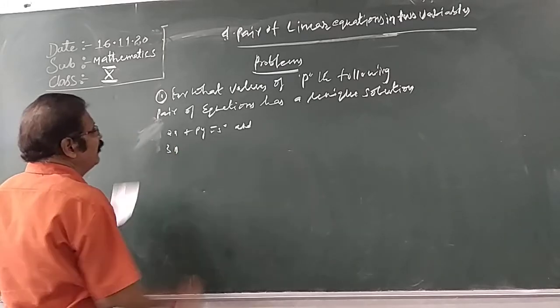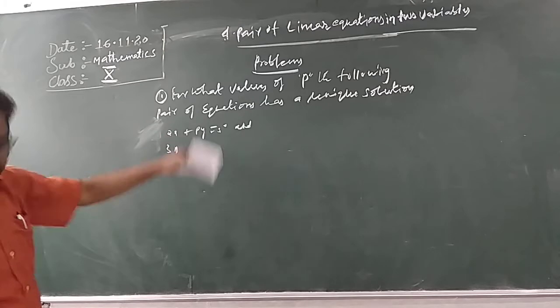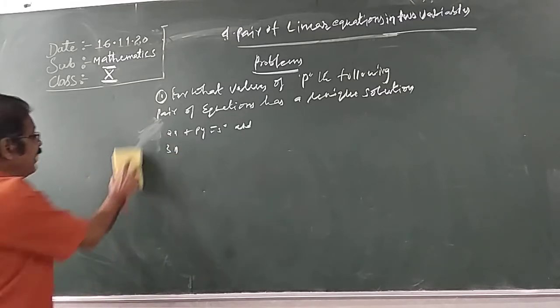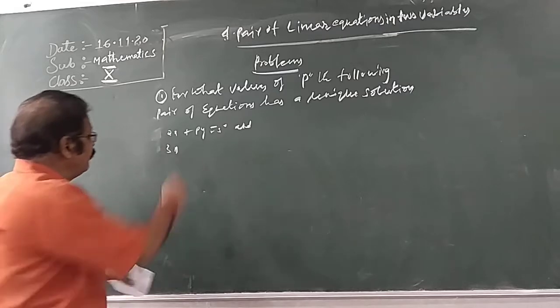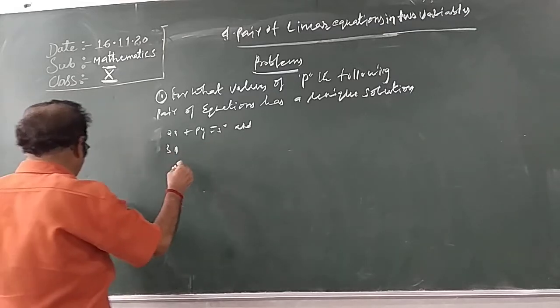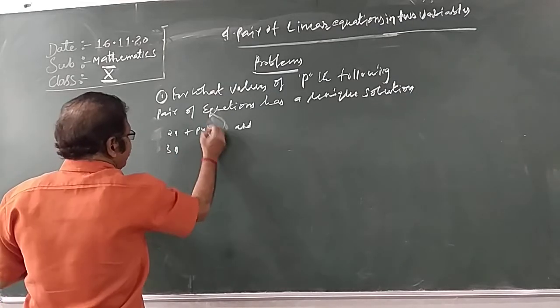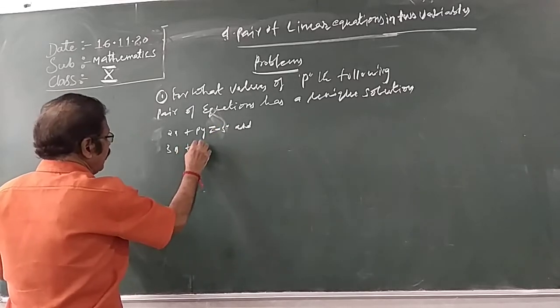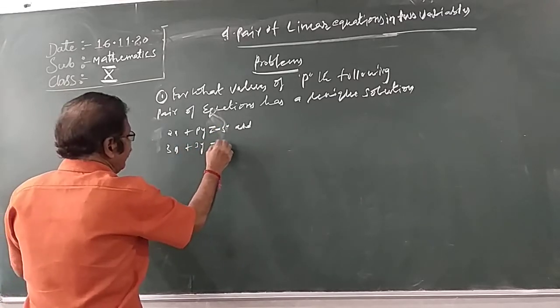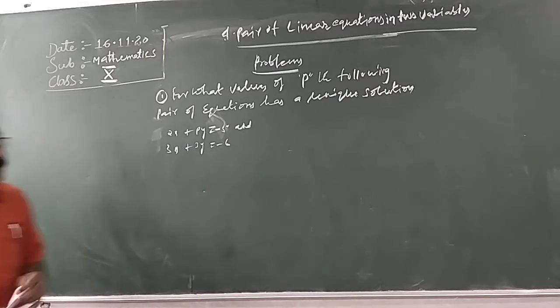Okay, one problem. For what values of p does the following pair of equations have a unique solution? The two linear equations are 2x plus 3y equal to 5 and minus 2x plus 3y equal to minus 5, 3x plus 3y equal to minus 6. This is given. Check it.